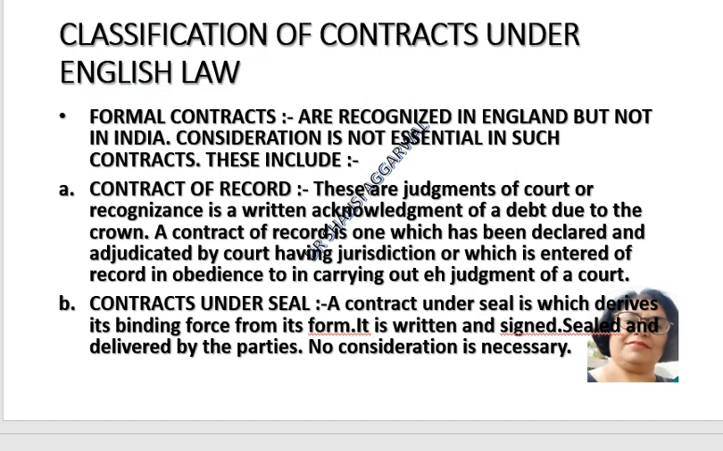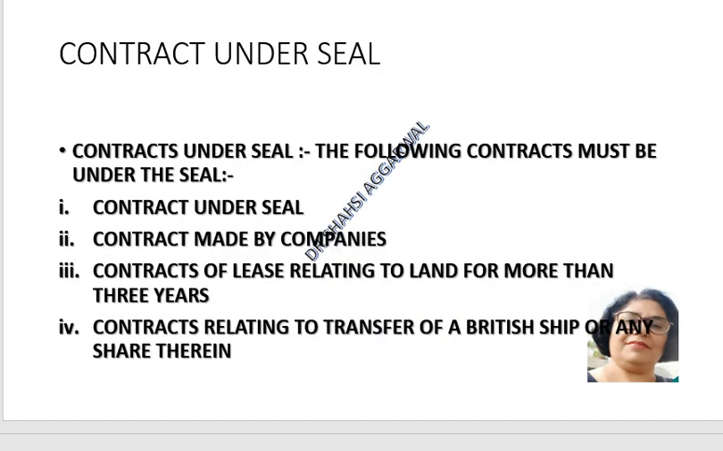A contract under seal derives its binding force from its form. It is written and signed, sealed, and delivered by the parties. No consideration is necessary. Examples of contracts under seal are contracts made by companies, contracts of lease relating to land for more than 3 years, and contracts relating to transfer of a British ship or any share therein.